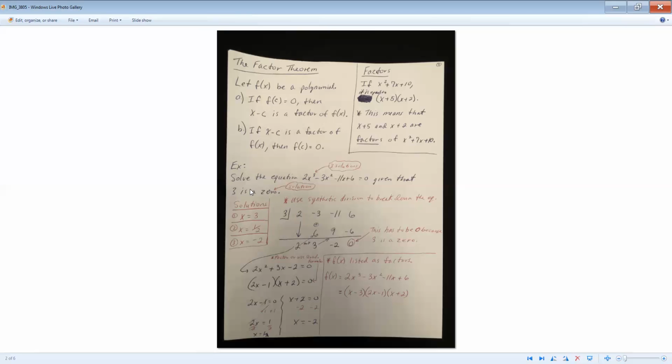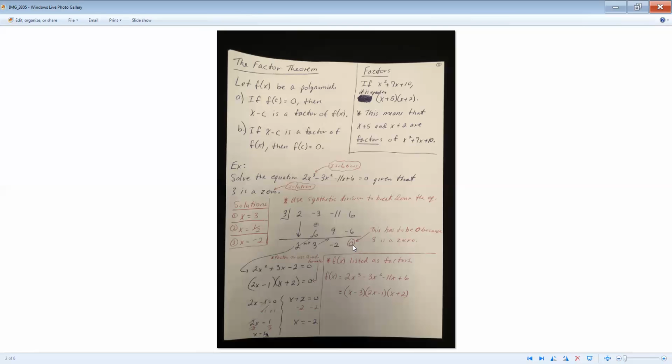What I can do is use that 3 in the synthetic division process, like I did back with the remainder theorem. Put 3 here. I can use it to break down the actual function that I have. So I use my coefficients 2, -3, -11, and 6. Bring your 2 down. 3 times 2 is 6. Add these together. It gives me a +3. 3 times 3 is 9. Add these together. Give me a -2. 3 times -2 is -6. Add these together. I get 0.